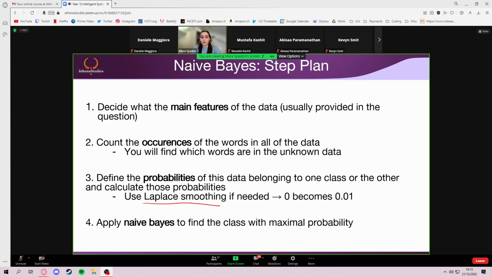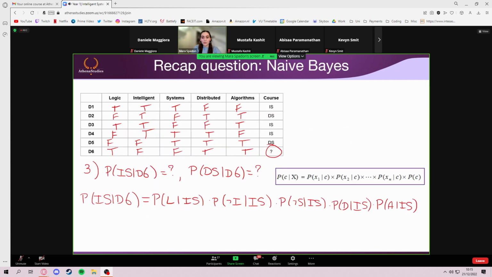Okay, good question. So let's see, we had our formula. Are we missing anything here? We have all the features dependent on the class, but I'm also seeing this here. So what does that mean? Do we need to add anything to our formula still? Exactly. We also need to multiply it by the probability that it is an IS course. So do not forget that. It's right here in the formula. It refers to this C, which is the class. So you multiply by the probability that something is from the IS class.